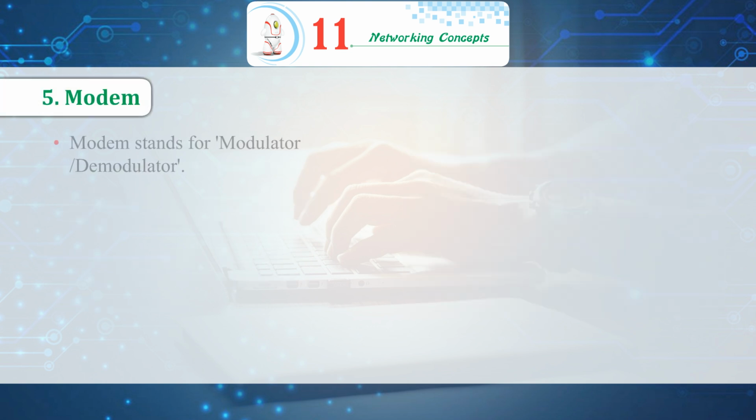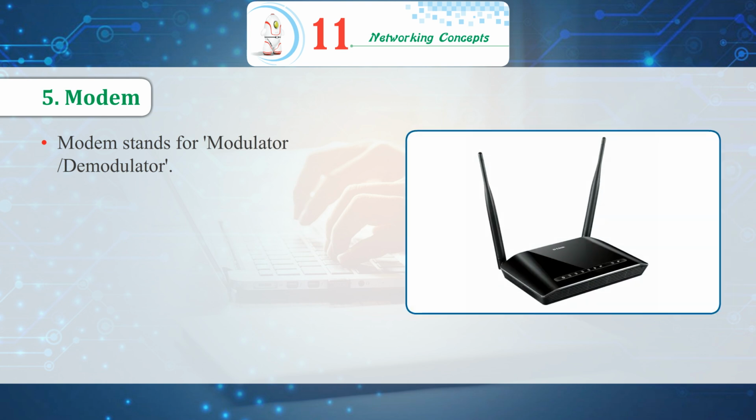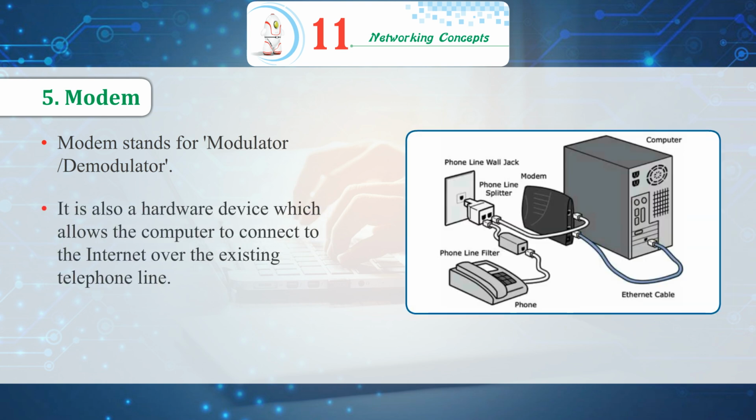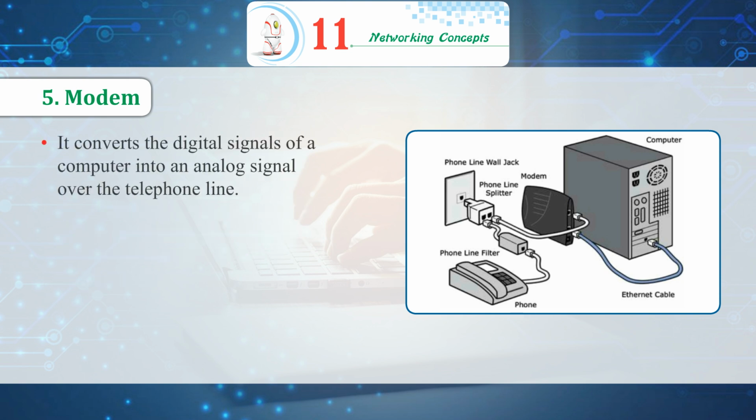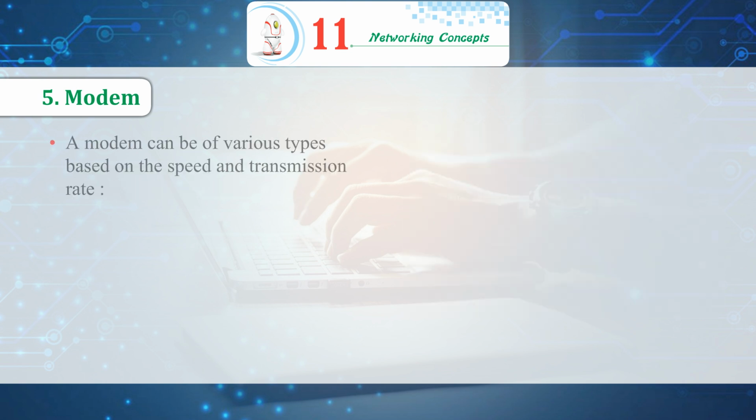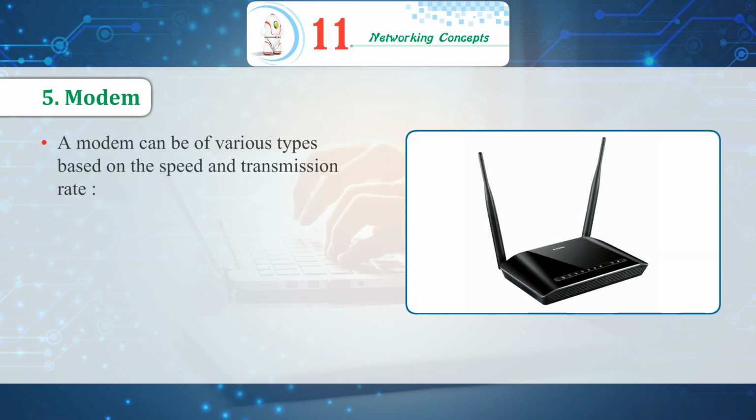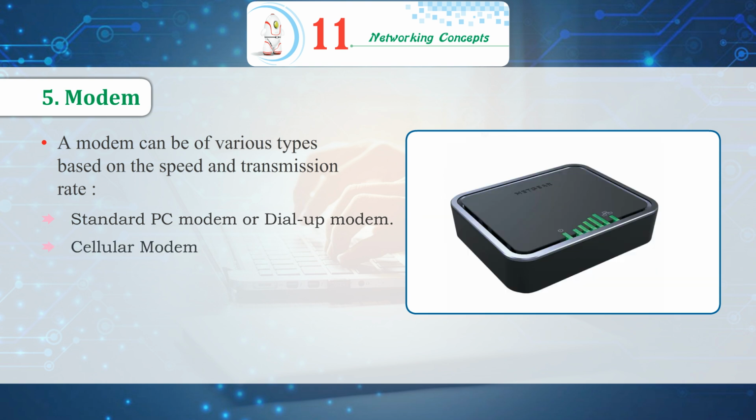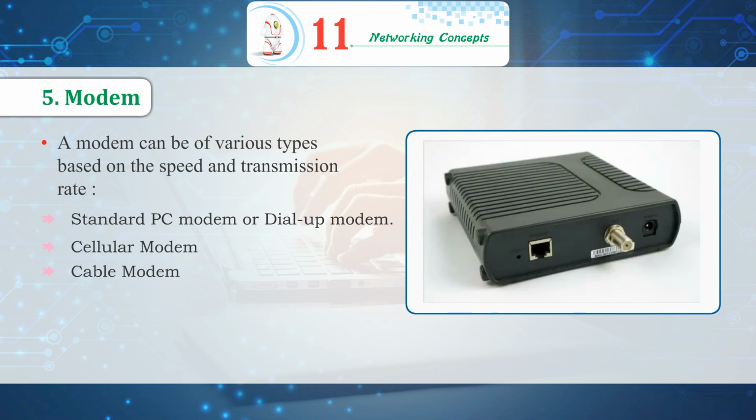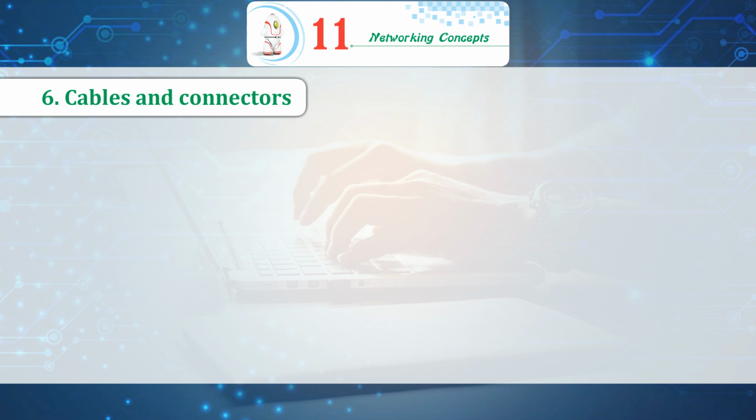5. Modem. Modem stands for modulator demodulator. It is also a hardware device which allows the computer to connect to the internet over the existing telephone line. It converts the digital signals of a computer into an analog signal over the telephone line. A modem can be of various types based on the speed and transmission rate: standard PC modem or dial-up modem, cellular modem, cable modem.